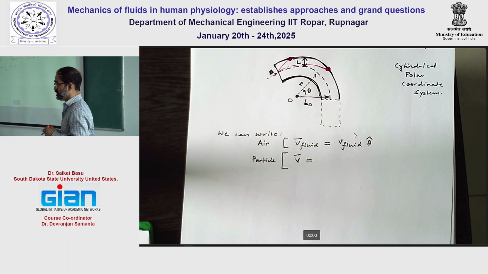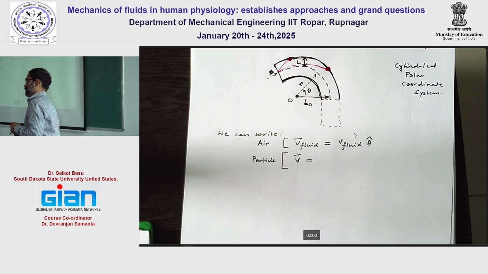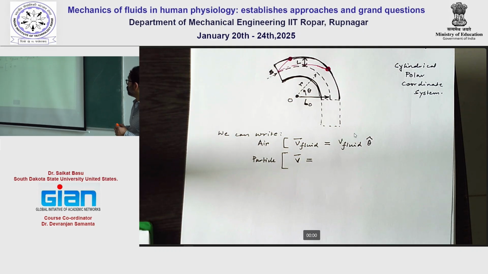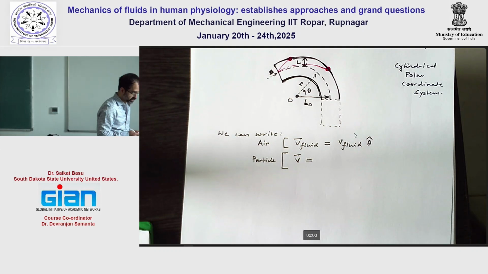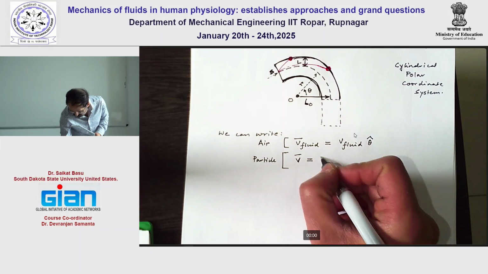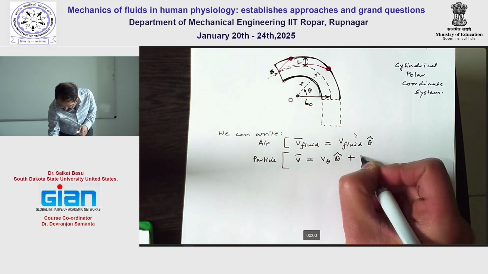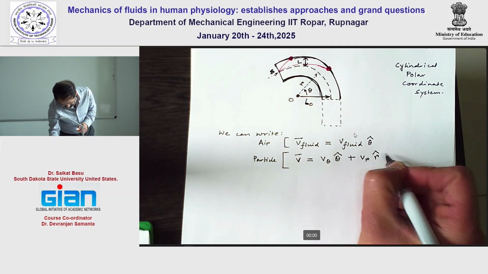There will be V theta and V R, but can we say something about either theta or V? We cannot. It depends on the particle size whether it's going to follow the same lines or if they will fall out of the same lines. We need to chart out all the details. We need both the components for the particle velocity. So it should be V theta unit vector plus VR unit vector.